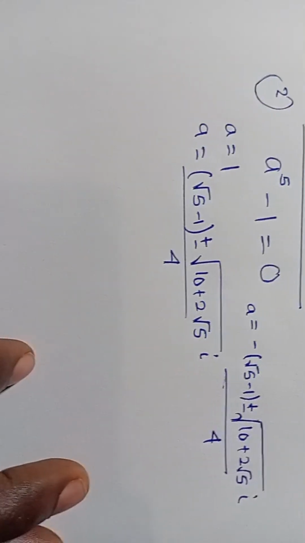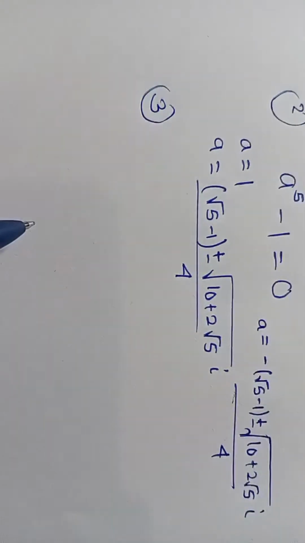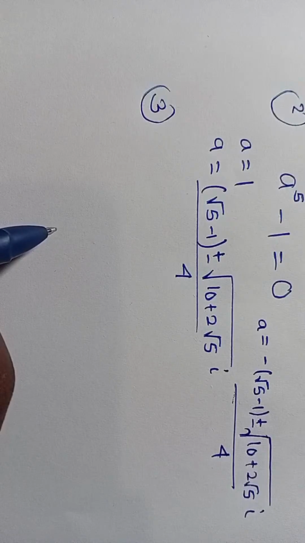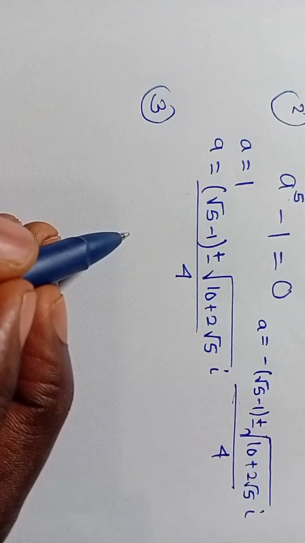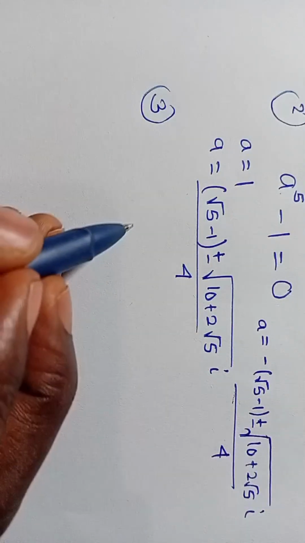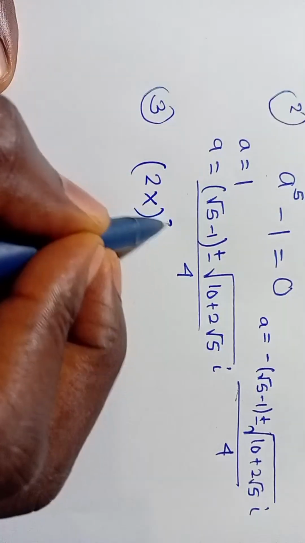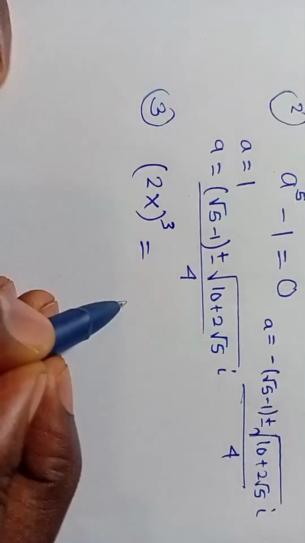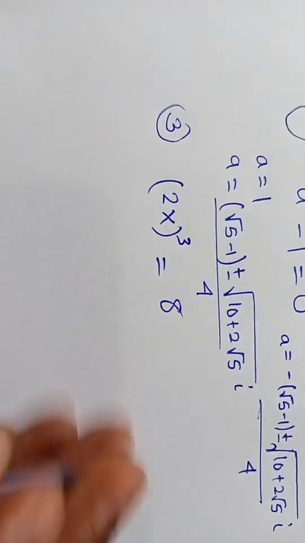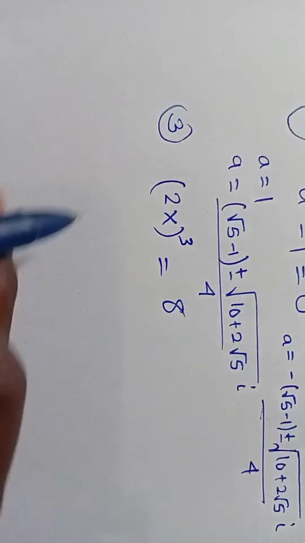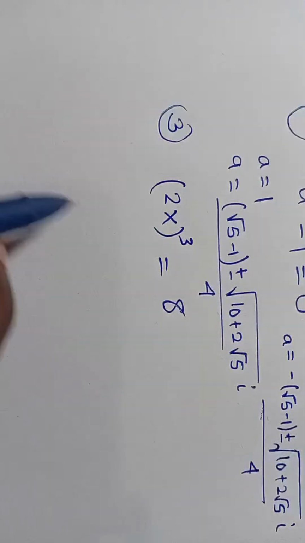Now, next, we're going to look into problem 3, which is 2x to the power of 3 equals 8. Now, in this problem, how many solutions are you expected to have? You are expected to have 3 possible solutions because of the power 3.